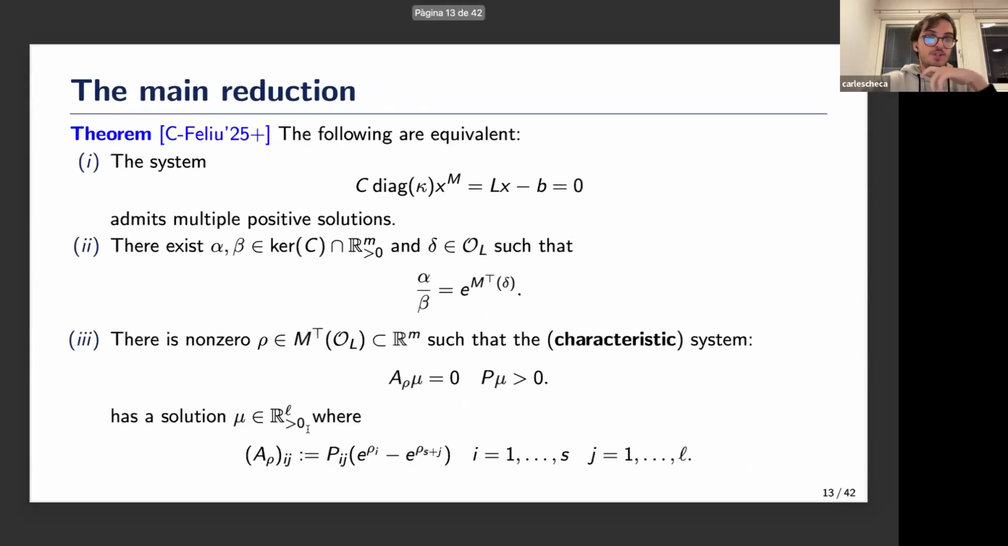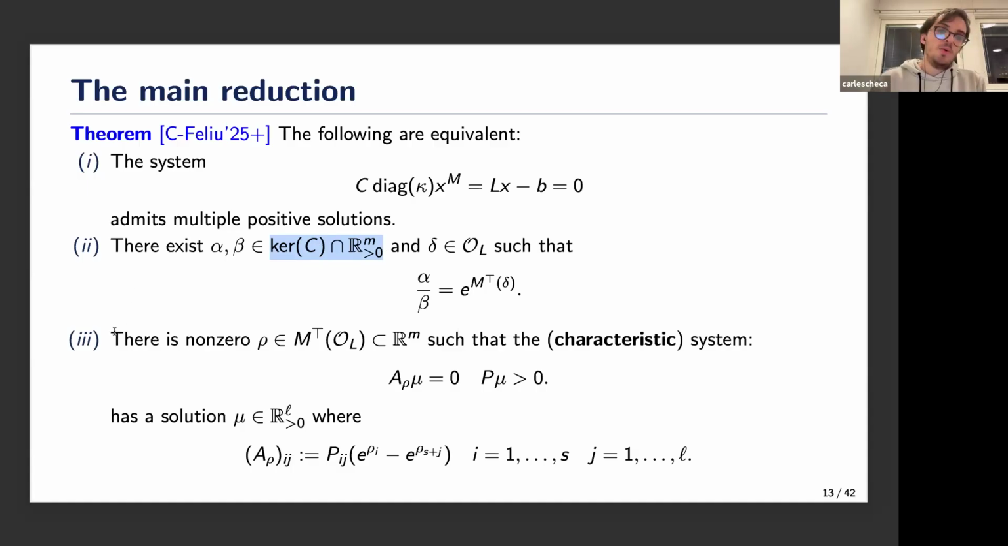And the first characterization, which is something that some of you might have written in other ways, but for the further developments, we need to write it in this way, is: the system admits multiple solutions if and only if there are two equivalent conditions. The first one I wrote just to remark that here, this intersection of the kernel with the positive orthant, that sometimes in reaction networks is called the flux cone, must be non-empty and must have two different elements.